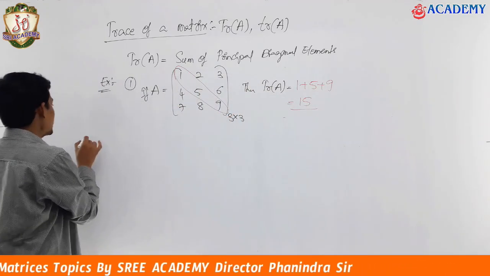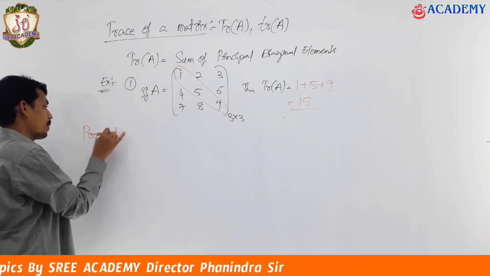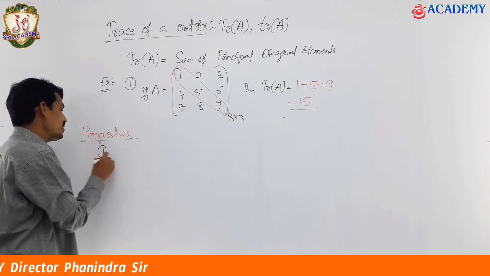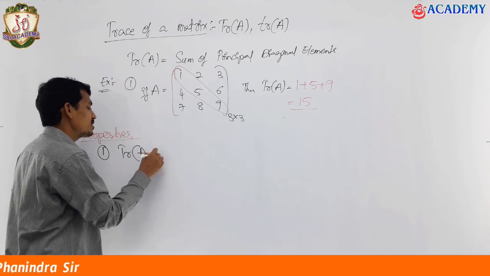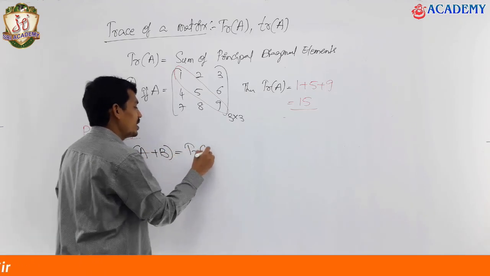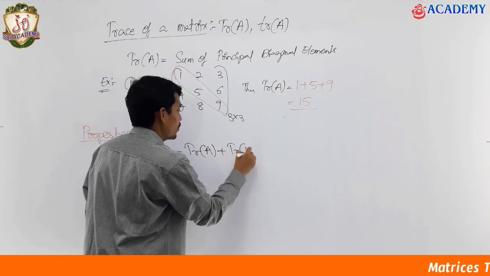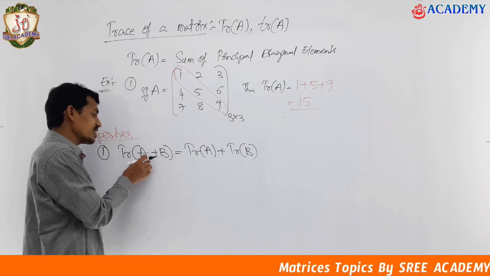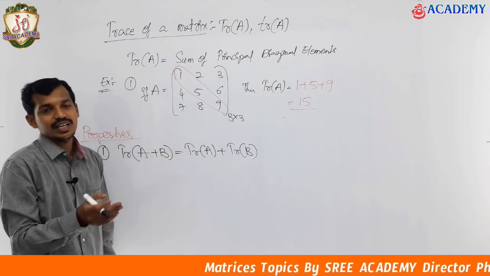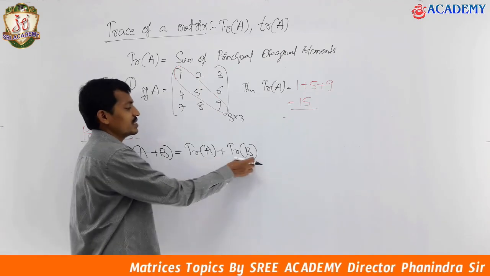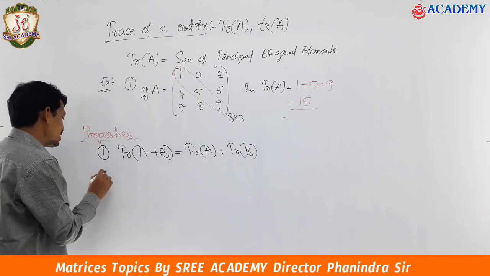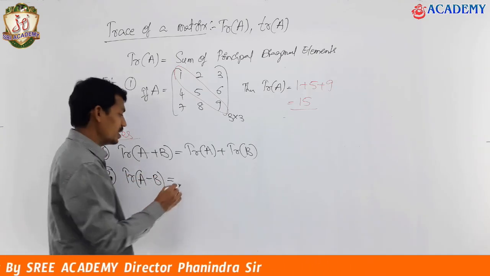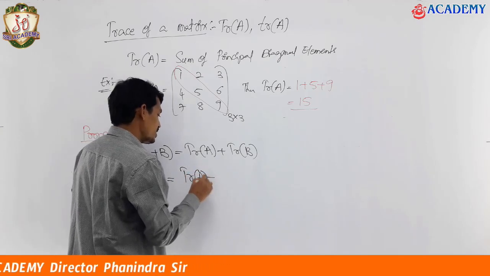See, we can write the properties here. The properties of trace of a matrix: the trace of A plus B is always trace of A plus trace of B. To find the trace of the A plus B matrix, if you know trace of A and trace of B, we can say it directly without finding the A plus B matrix. Likewise, trace of A minus B is always trace of A minus trace of B.